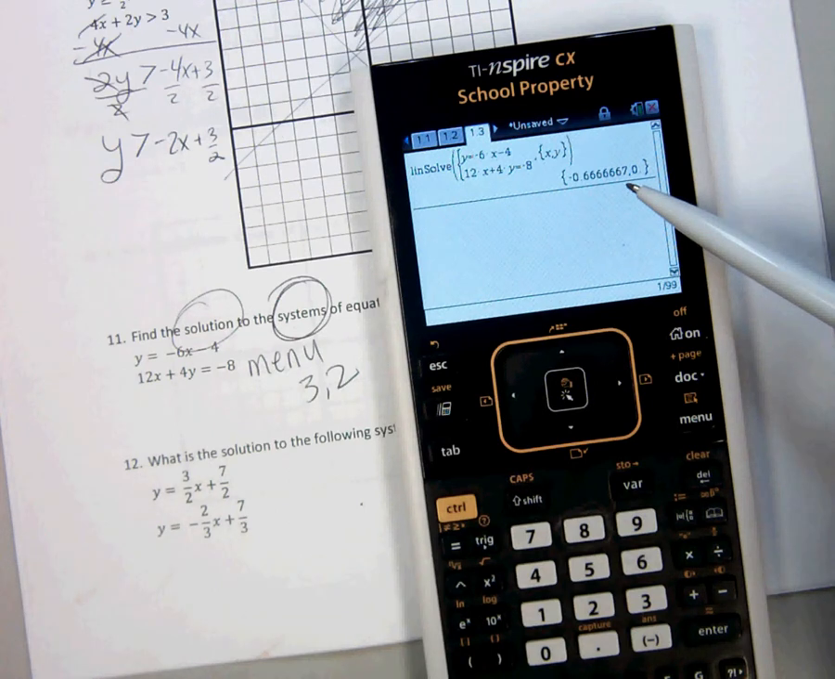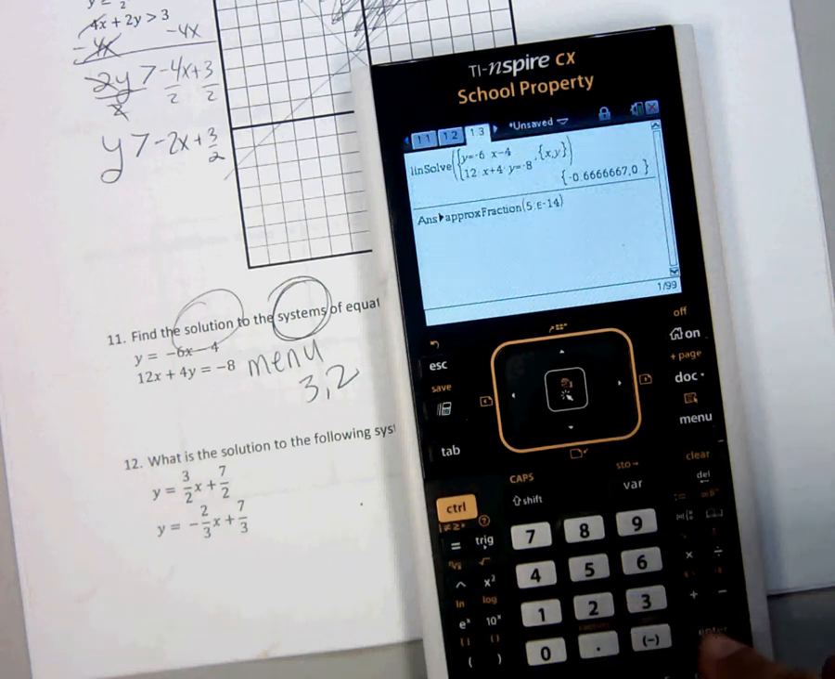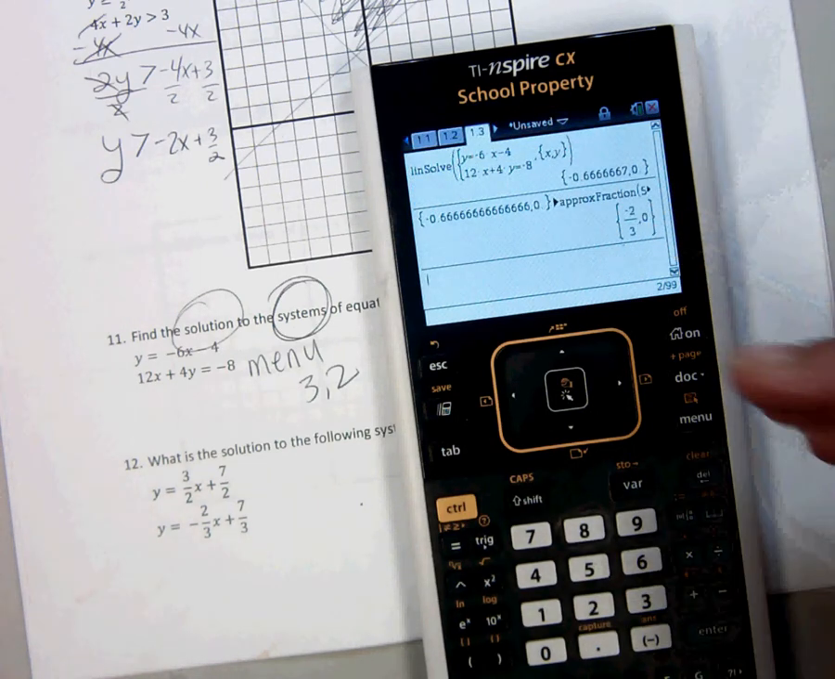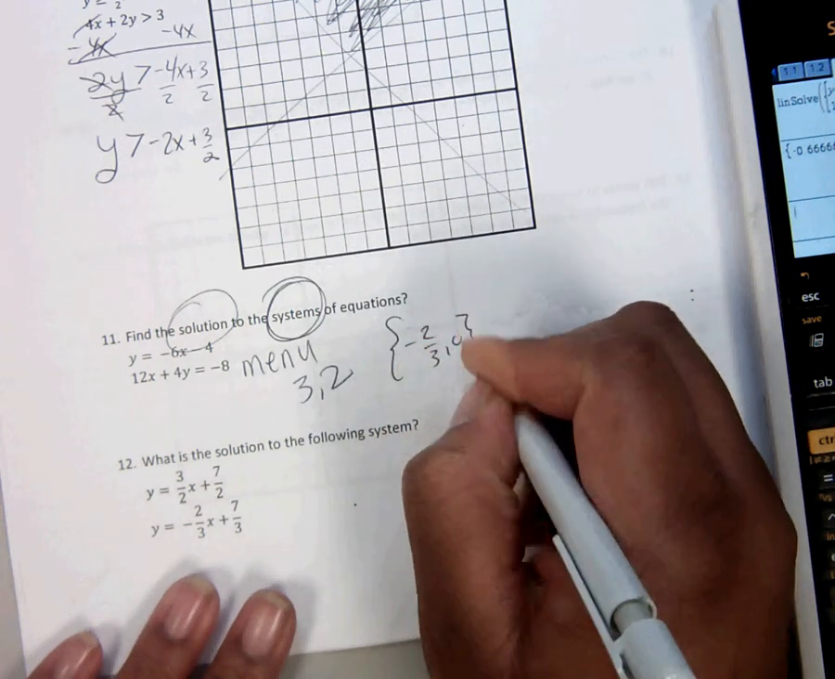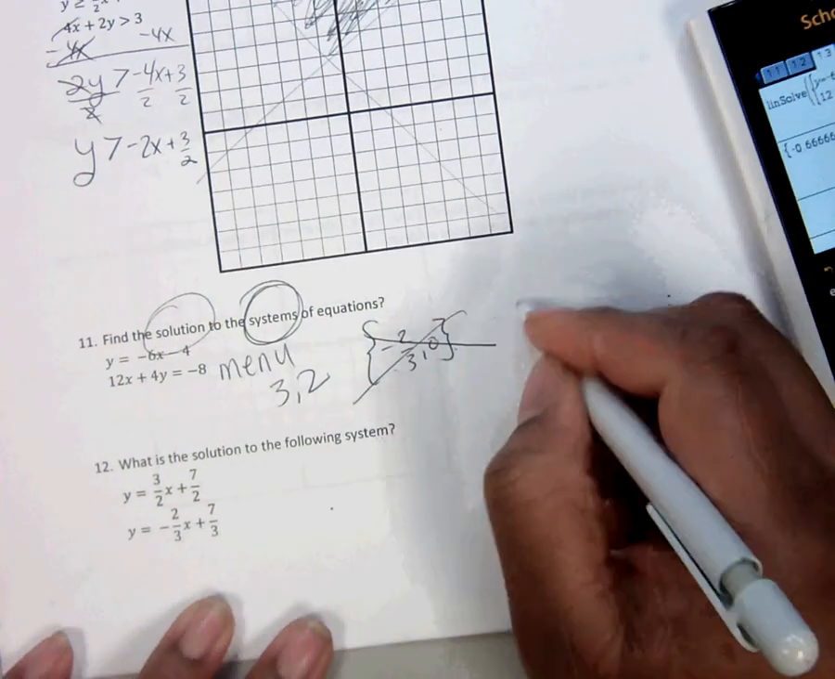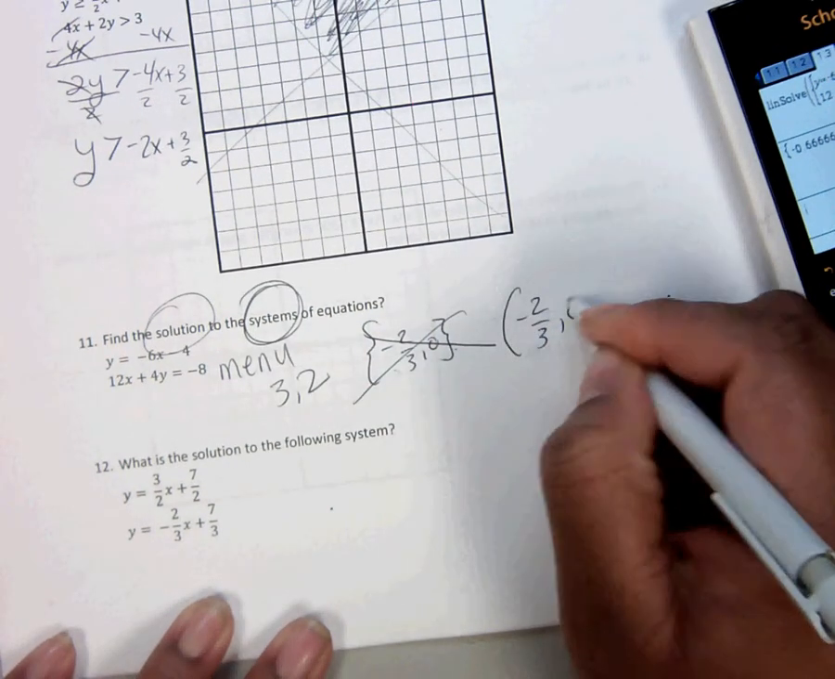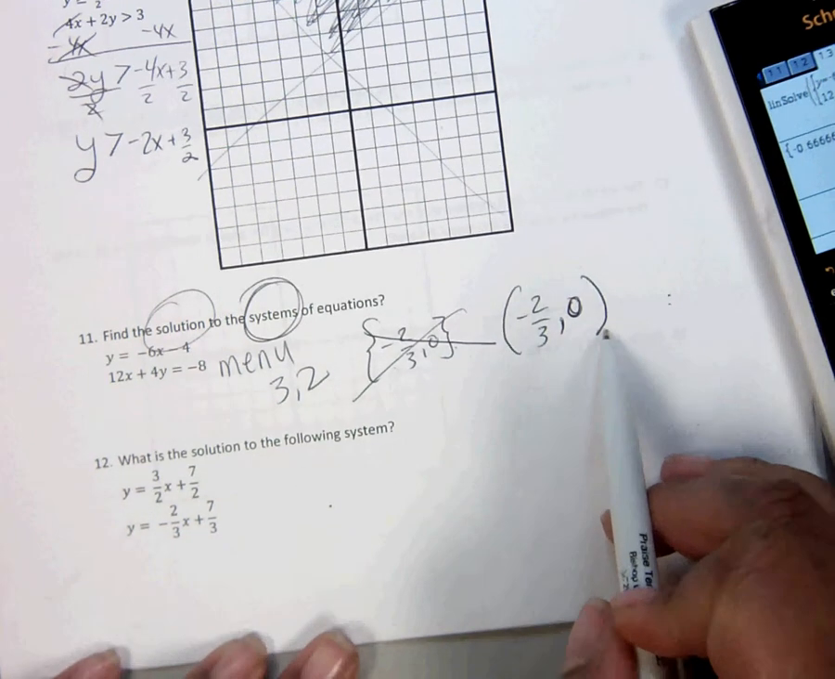If you want to, make it a fraction, menu 2, 2. It is negative 2 over 3, comma 0. This is the way the calculator gives it, but write it in parentheses. That's because that's the way solutions look. They're points. It needs to be in parentheses.